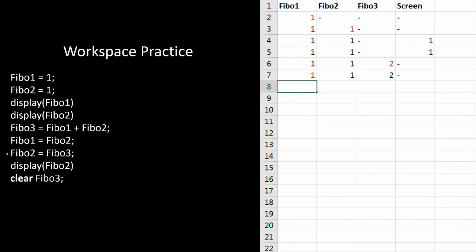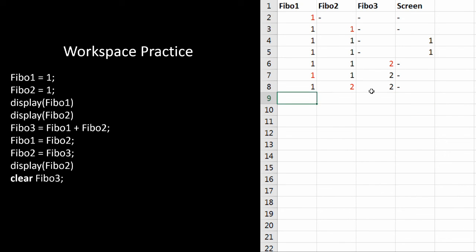We then move on to the next line. Fib2 equals Fib3. Fib1 stays the same. Fib2 now becomes 2 because it gets assigned the value of Fib3. There's a change in variable value there, so we'll highlight it. Fib3 remains 2, and we have no screen output.